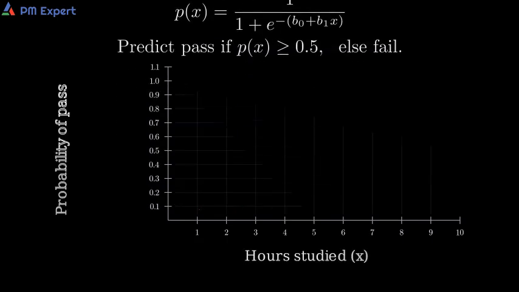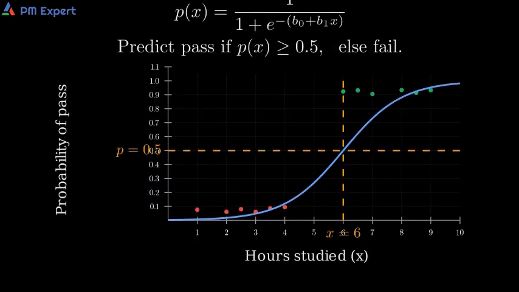Let us use simple numbers so we can compute quickly. Take b naught equals -6 and b1 equals 1. Then the crossing point where p is 0.5 is x equals 6.